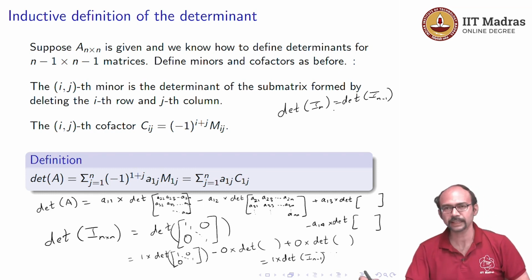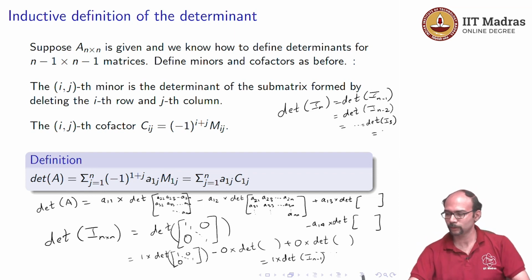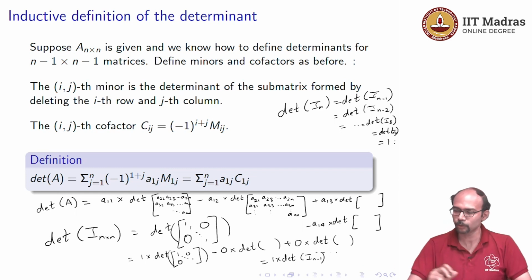Okay. And then I can keep doing this, right. So this is determinant of In minus 2 and so on. So the correct way of doing this is what is called induction, and doing this we will reach all the way down till maybe I3, or I2, whichever you prefer, and both of these we computed in the previous video to be 1.